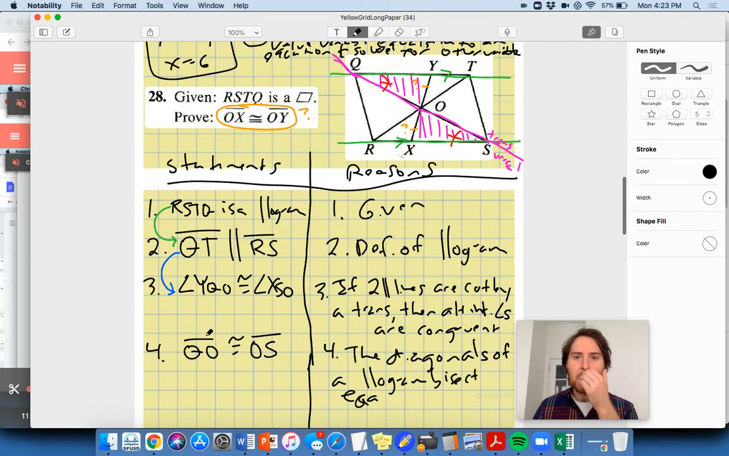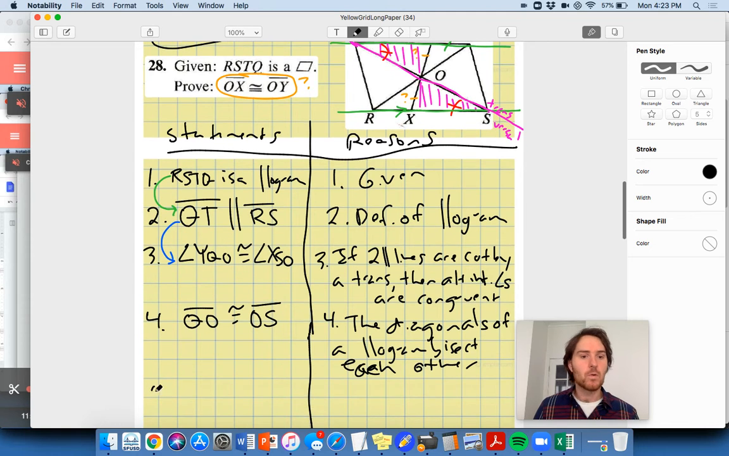You don't have to say segment RT bisects segment QS. You can just say the consequence of bisecting. Bisecting creates two congruent segments, so you can just say that right away. Save yourself some writing. Bisect each other, that's what that says. Okay, cool. We're keeping going on.